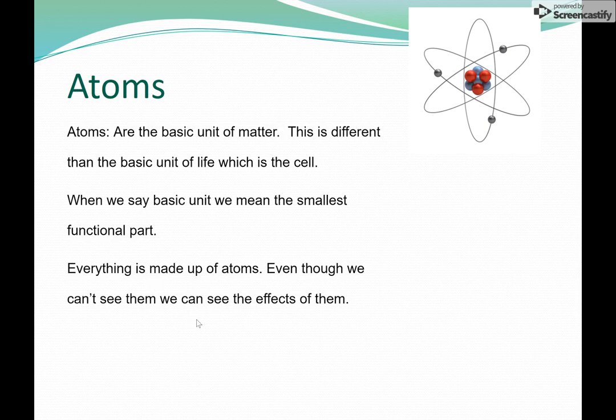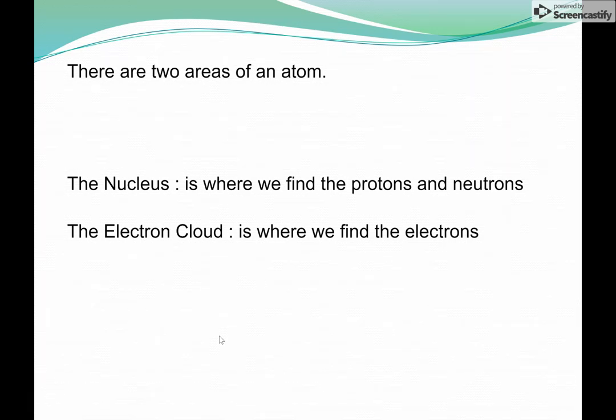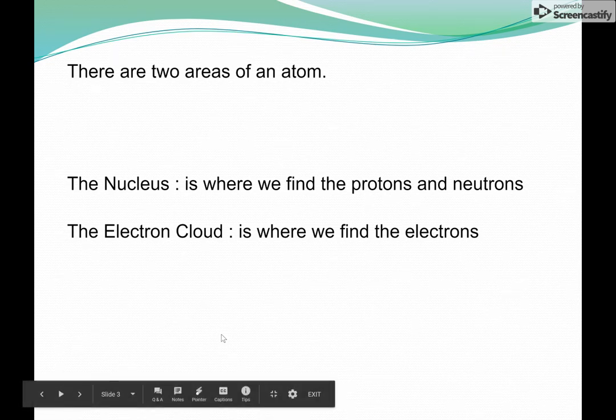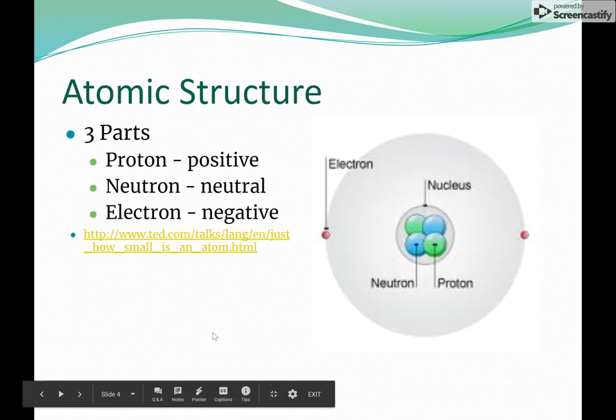And everything that we see, like any pieces of furniture or any living things that you see, all of those things are made up of atoms. There are two areas or regions in an atom. There's the nucleus and there's the electron cloud. The nucleus is where we find the protons and neutrons, and the electron cloud is where we find the electrons.